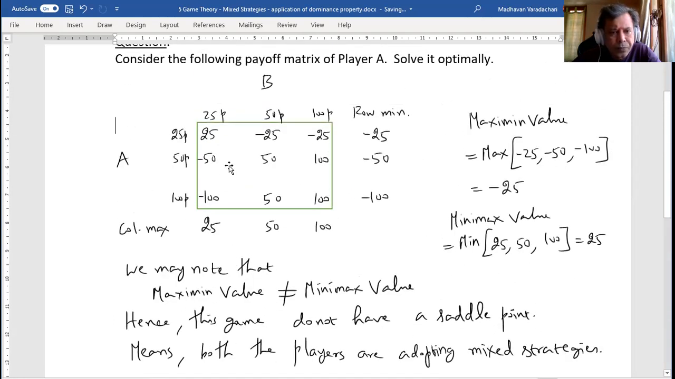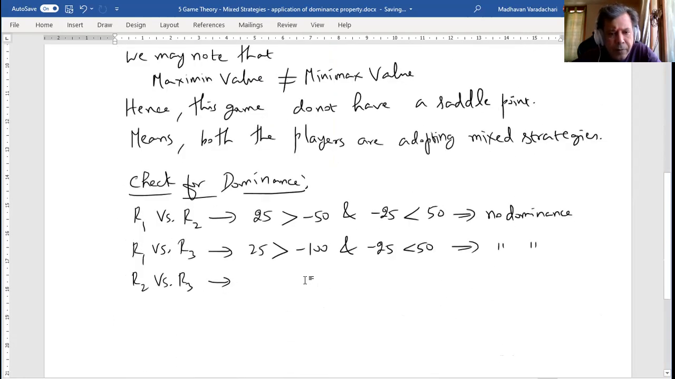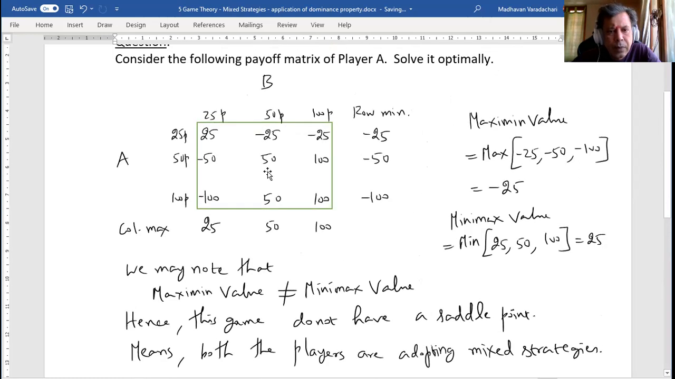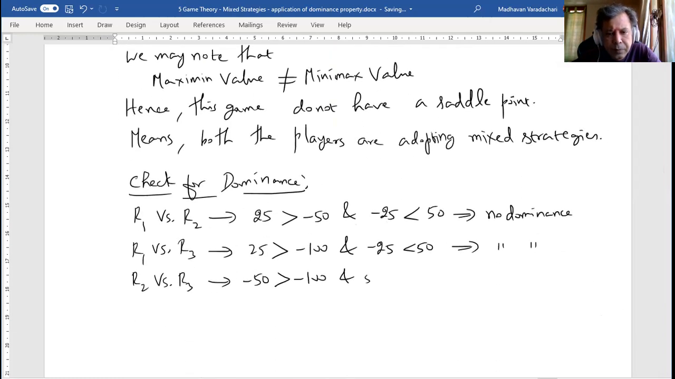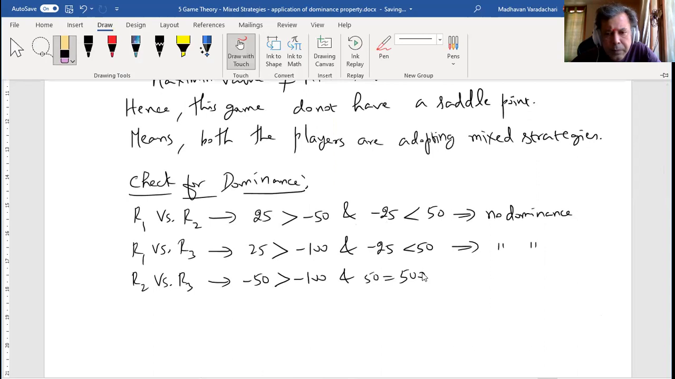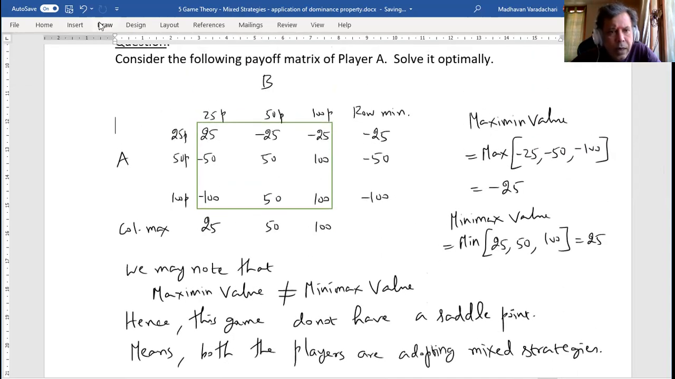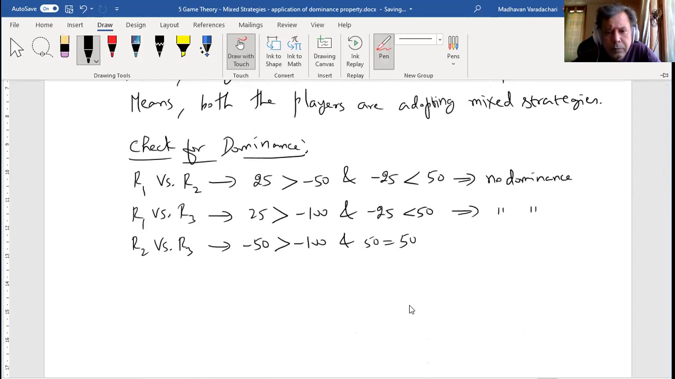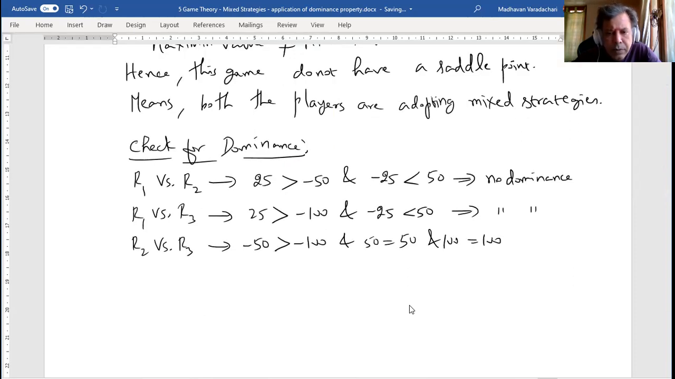Now, row 2 versus row 3. Negative 50 is greater than negative 100, and 50 equal to 50, and 100 equal to 100. This clearly indicates that R2 is either greater than or equal to R3. This indicates which one is the dominated row. Of course, R3 is the dominated row.